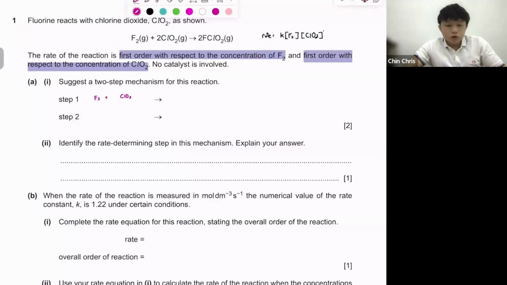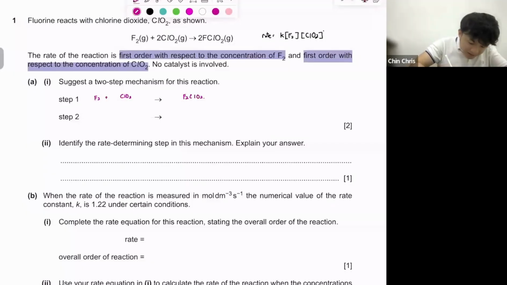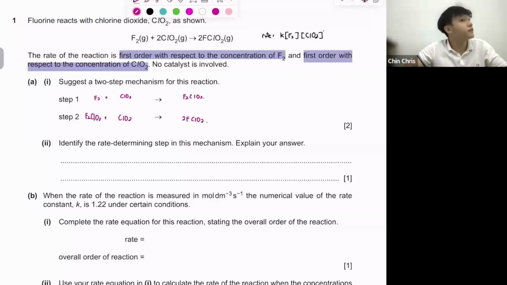Okay, let's go. Come, Jonas, what's your answer? Let's go, impress me. F2ClO2. Everything combined. Okay. Another ClO2, and it turns into 2FClO2. Yeah, guys, that is acceptable, of course. Just combine. Well done, guys.